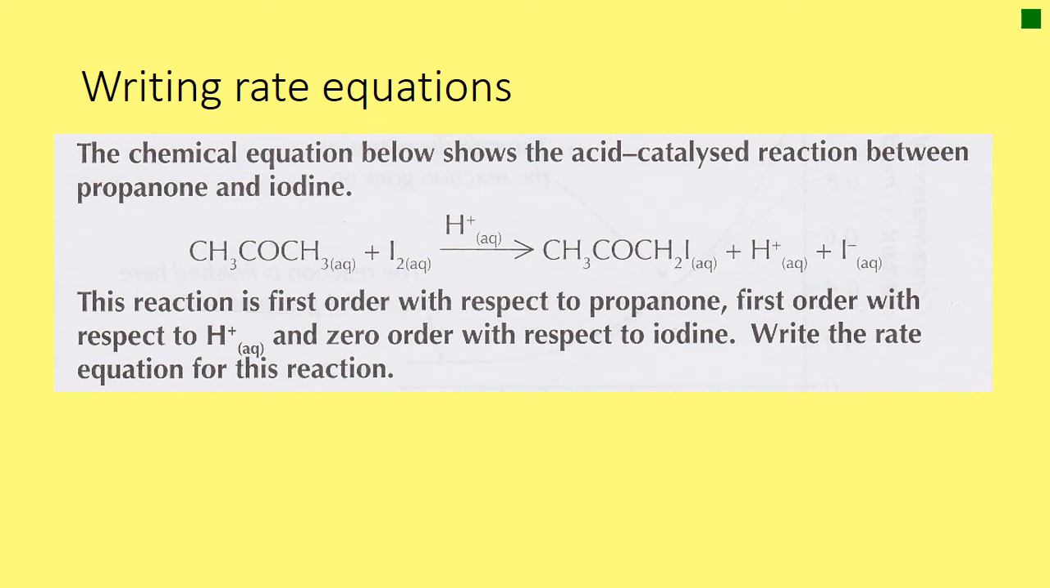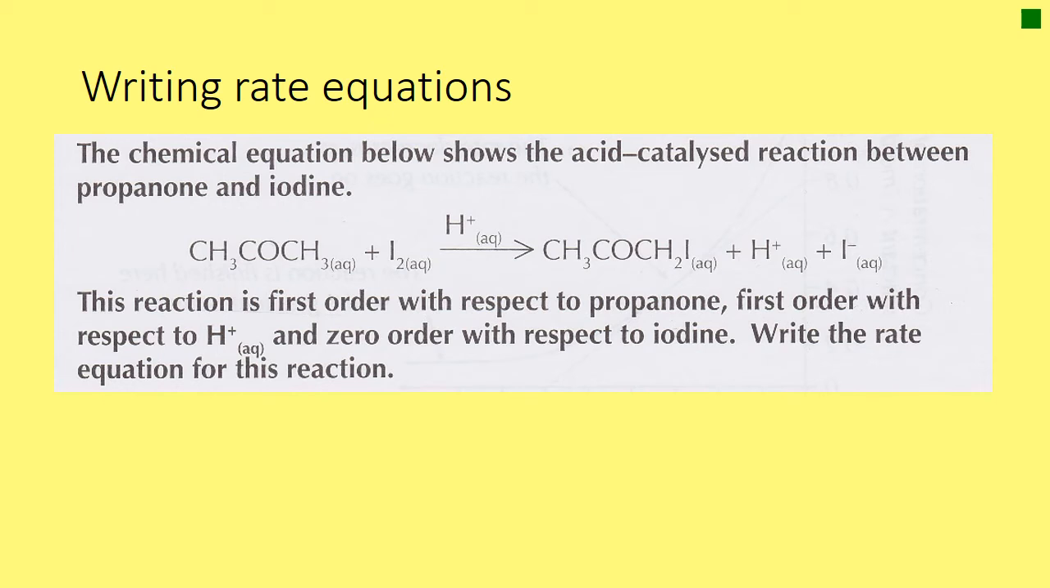Okay, so if you remember in the first lesson objective, we needed to understand rate equations. Understanding rate equations includes the ability to write the rate equations for a given reaction. So here we've got an example. The chemical equation below, that's this chemical equation here, shows the acid-catalyzed reaction between propanone and iodine. And so the reaction is first order with respect to propanone, and first order with respect to the catalyst, the hydrogen ions, but zero order with respect to the iodine.